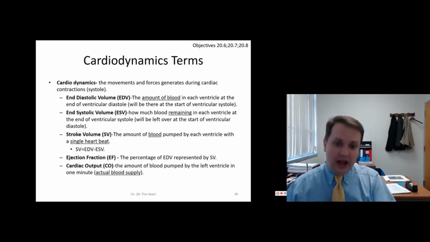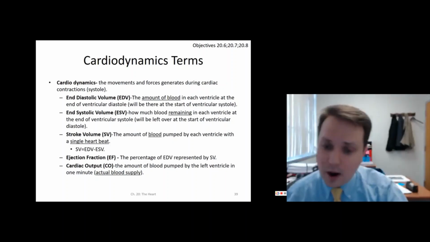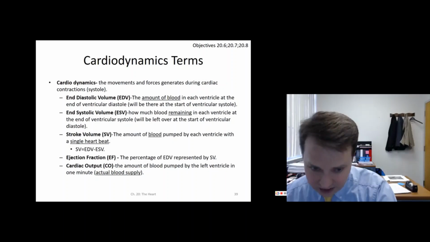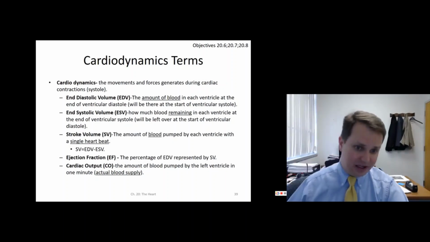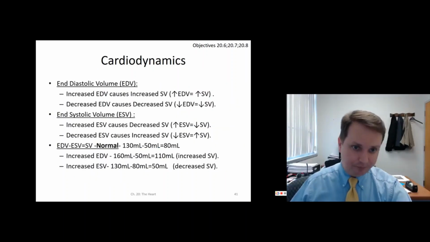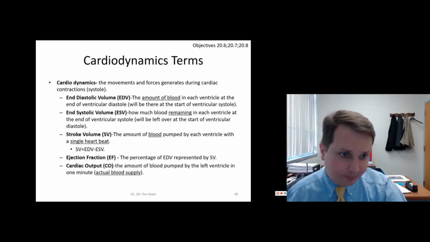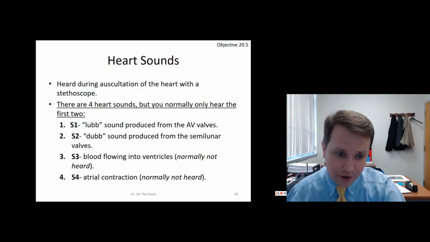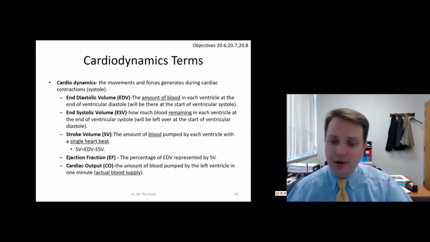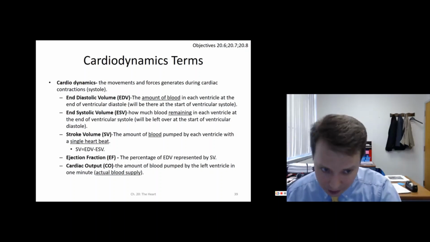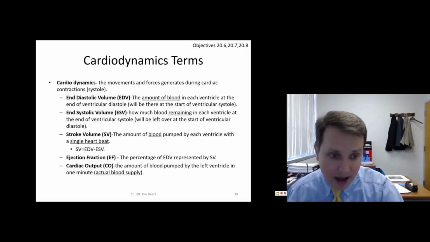And the percentage of the EDV represented by the stroke volume, we're going to talk about that in a minute and calculate that. That is something you're going to see. And the cardiac output is the amount of blood pumped by your left ventricle in 1 minute. Something else we're going to see. So let's get into some of this cardiac math and make sure we can do this.